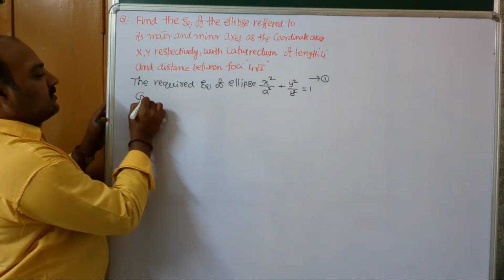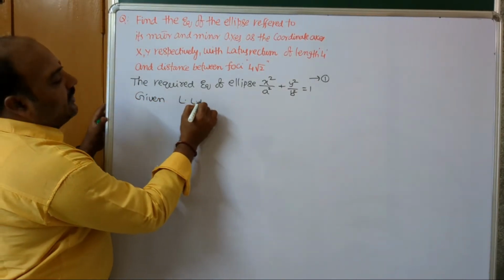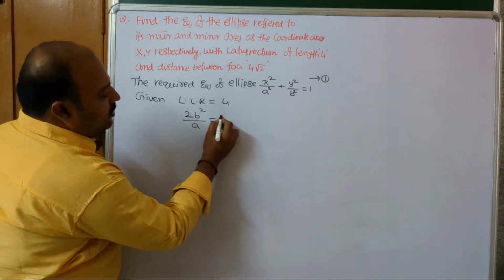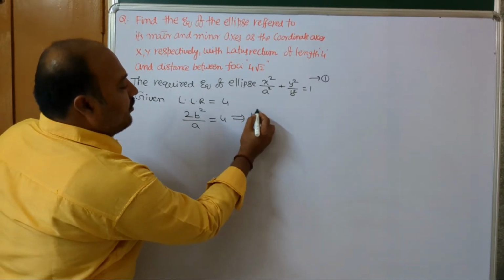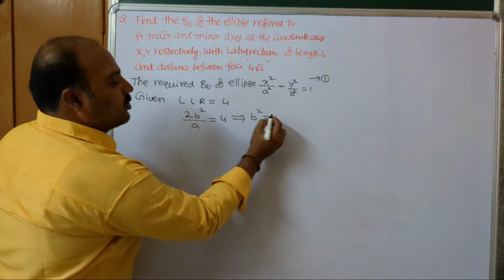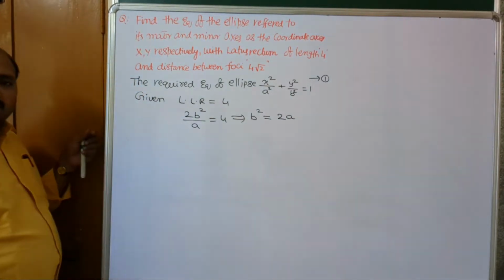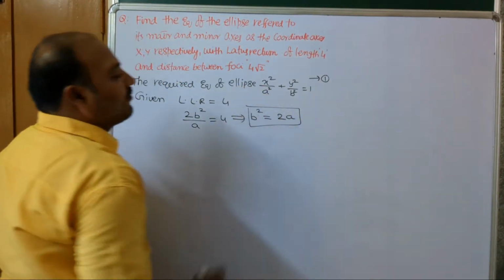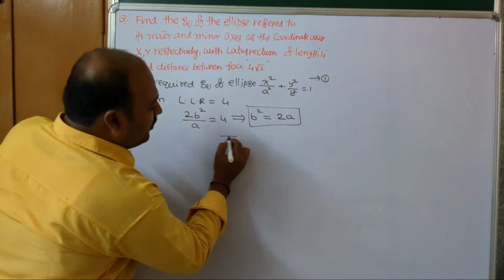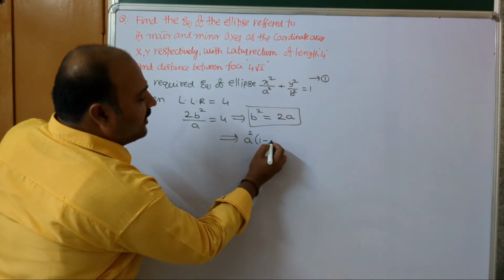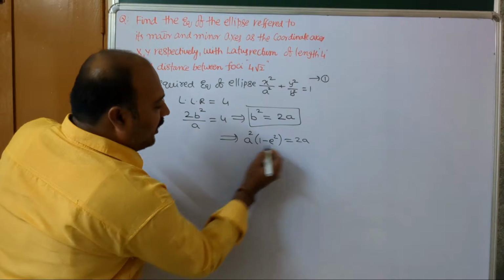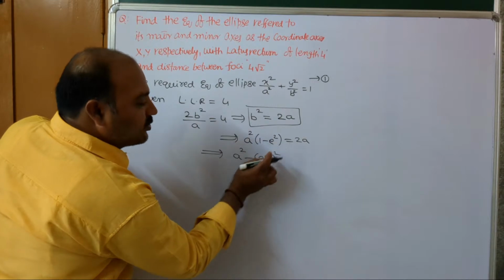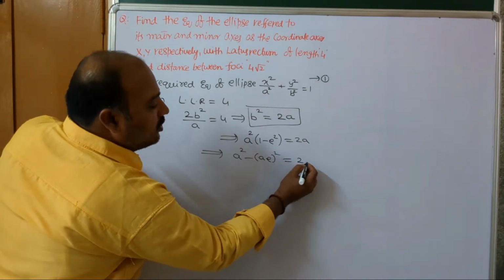So given LLR equal to 4. LLR means 2b square by a is equal to 4. That implies b square equal to 2a. Are you getting it? Next, b square value, we also know that a square into 1 minus e square is equal to 2a. Simplifying, a square minus a square e square, which can be written as a square minus ae whole square, is equal to 2a.